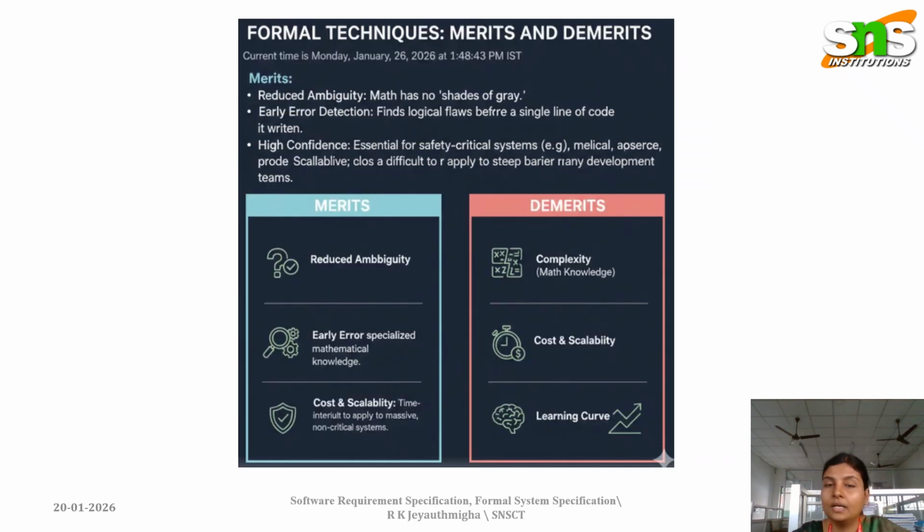Formal techniques, the merits include reduced ambiguity, math has no shades of gray, and early error detection. It finds logical flaws before a single line of code is written. High confidence, essential for safety critical systems.